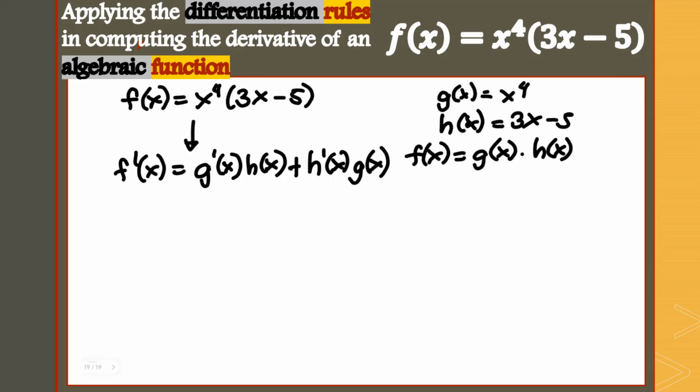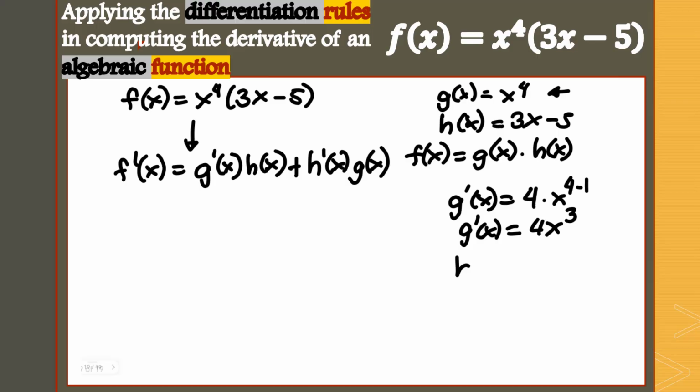Hence, we already know the g of x and h of x as identified here earlier. What we need to do here is to give the independent derivatives of each. So for g prime of x, we have this. In short, we're going to use here the also proven differentiation rule for power. So we'll have here n times x to the power of n minus 1, where n is 4. Hence, our derivative for g of x is 4x cubed.